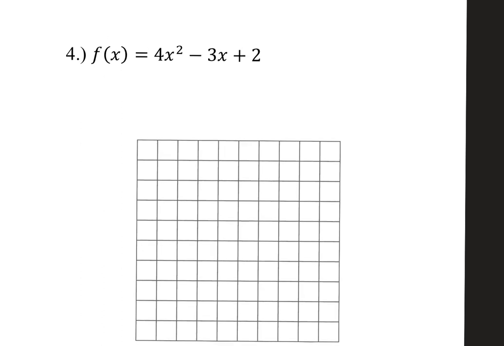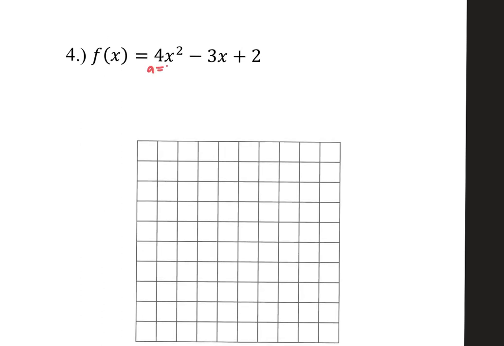All right, number 4, same set of instructions. So A is 4 and B is negative 3, and the h would be negative of negative 3 over 2 times 4, which is 3/8. That's the x-coordinate of your vertex.